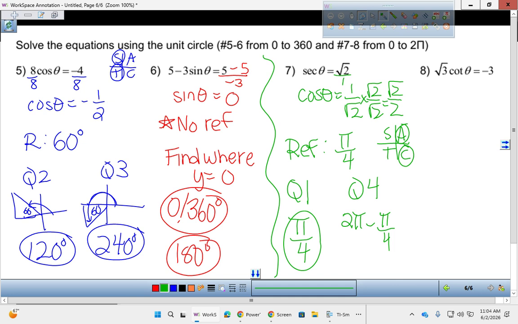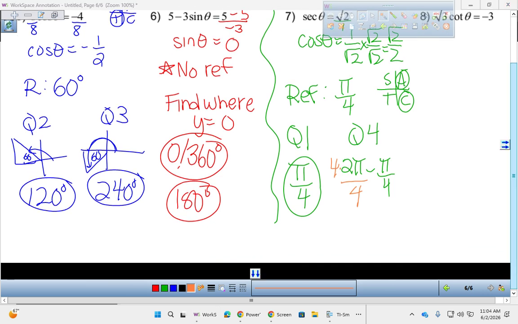So the key here is I'm doing 2 pi minus, right? Quadrant 4 is 2 pi minus. You need a common denominator if you're doing this by hand. So you got to give this a 4, which gives this a 4, which makes that actually 8 minus 1. So that's why she's getting 7 pi over 4 here for the second one. 8 minus 1 is 7 pi over 4.